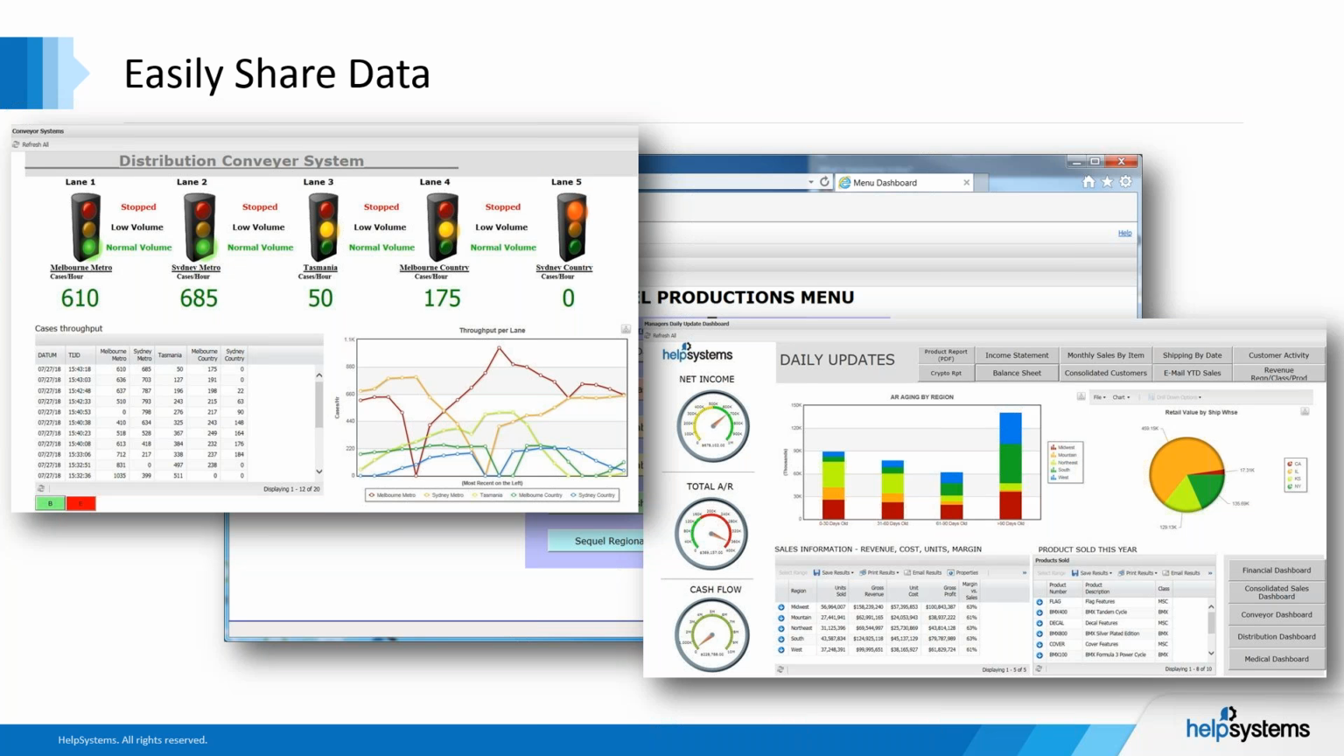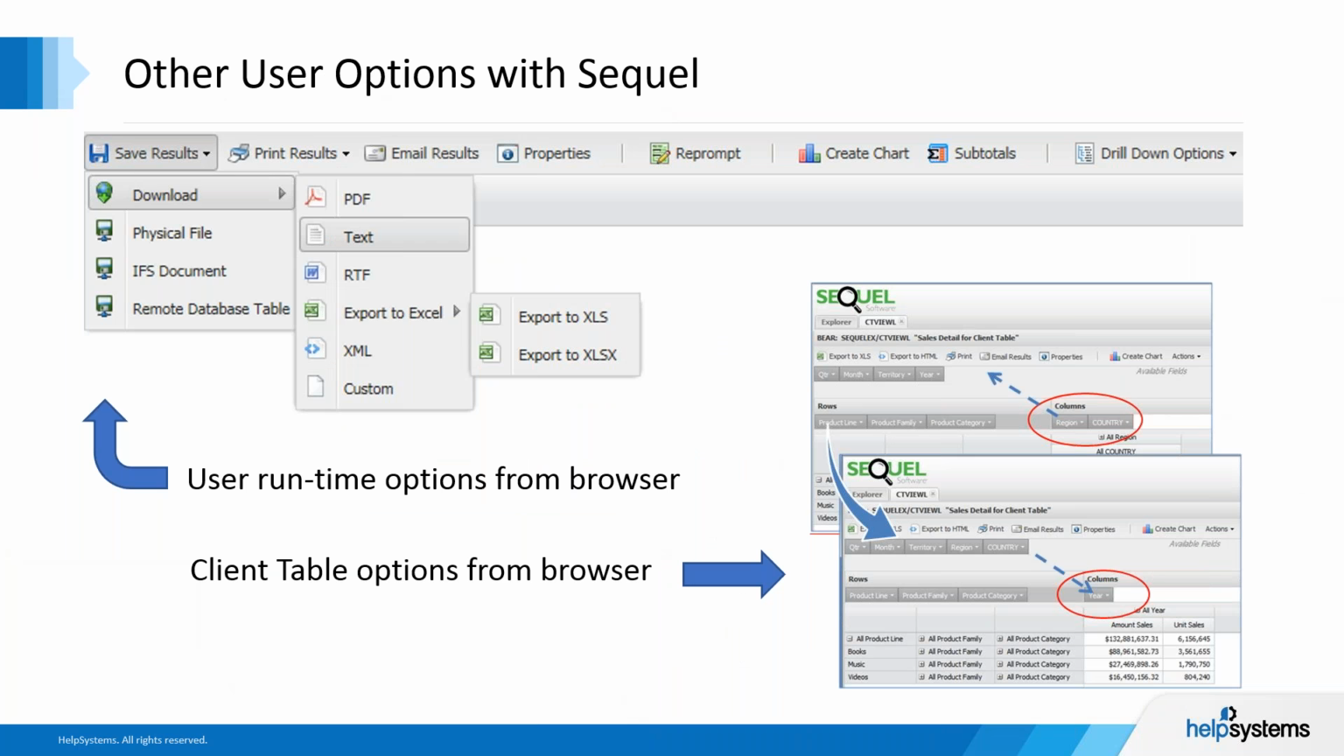So what we're looking at here is a couple different types of dashboards that run from our browser. Business users can save the results as PC files, including Excel. They can print, they can email, they can create a chart or graph, or add or change subtotals or grand totals, drill into the details. And we have a SQL client table, which is another option that allows the user to pivot the fields and drill in to explore more and more about their data.